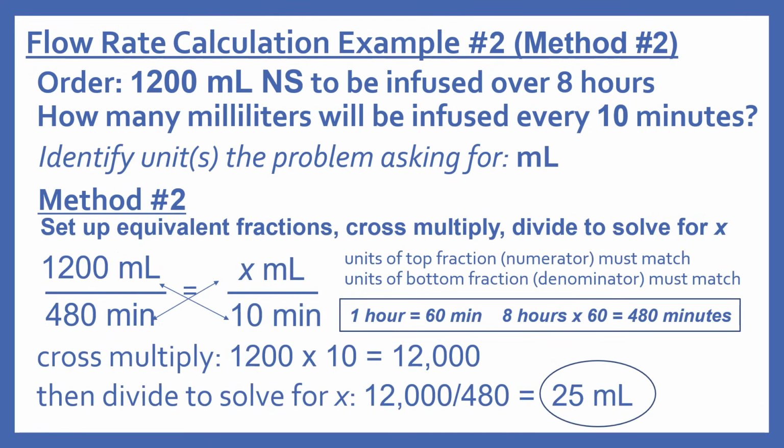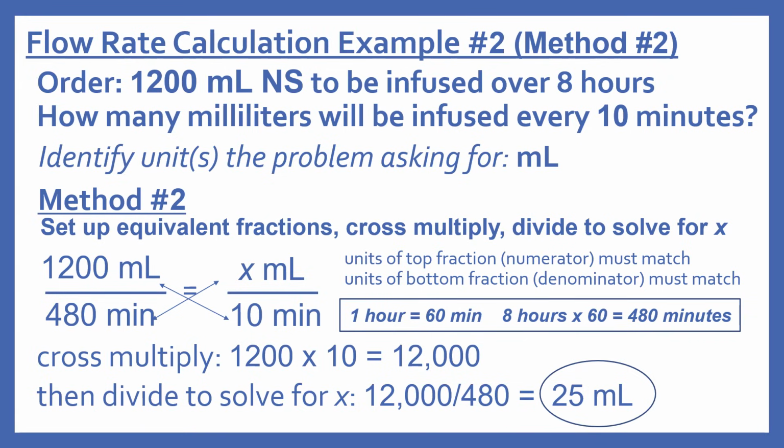Okay, now we'll look at the same example with method number 2. So 1200 milliliters of normal saline to be infused over 8 hours. How many milliliters will be infused every 10 minutes? So we're looking for milliliters here. And with method 2, we'll set up equivalent fractions, cross multiply, then divide to solve for x.